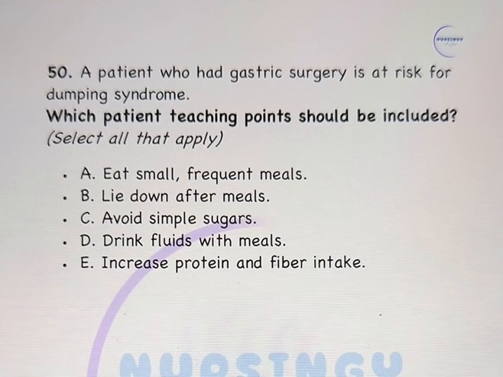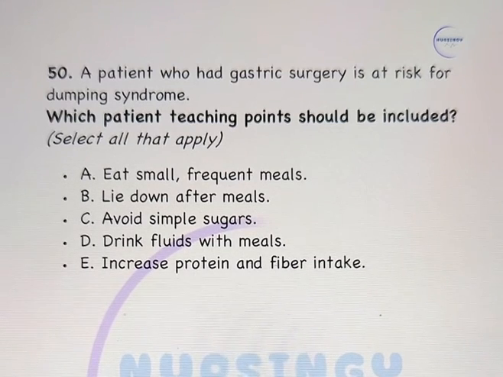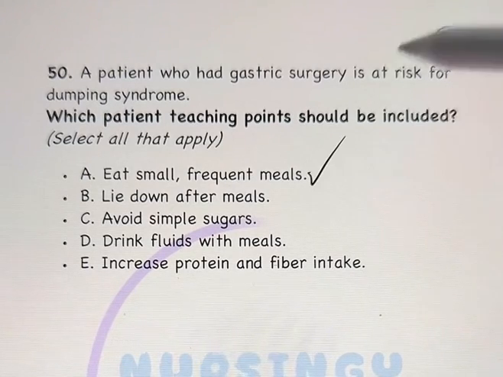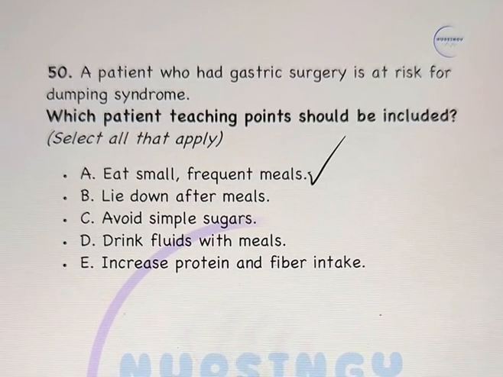Dumping syndrome is a very common complication, especially after gastric surgery. Option A: eat small frequent meals. We just did dumping syndrome before when we did the gastric surgery. A is correct, because it will help the stomach empty more slowly. If you are eating too much, the stomach will empty fast.